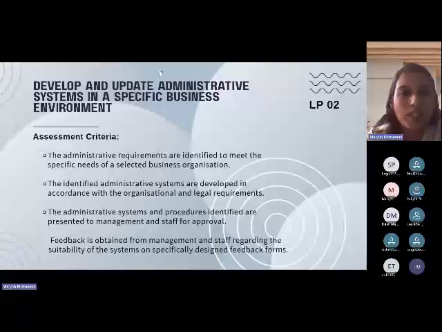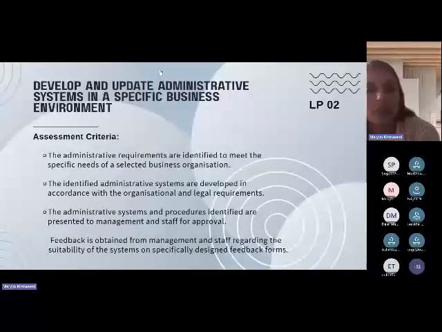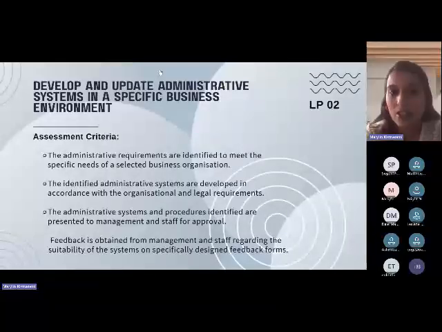Okay, I think everyone can still hear me, so let's move on to lesson plan 2. Lesson plan 2 is quite in-depth. Here we are looking at developing and updating administrative systems in a specific business environment. This is going to be quite an intense lesson plan. It's basically looking at a project plan and how we're going to go through that.